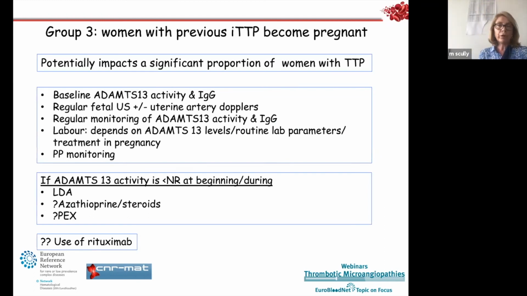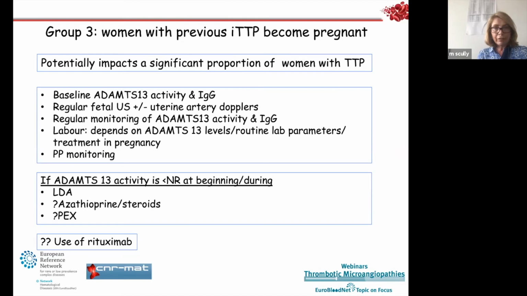So the final group is those women who've had a previous episode of immune-mediated TTP who want to have a baby. What is their risk of developing TTP during pregnancy? There is a risk, and all patients have to be counselled about this, but essentially they're managed in the same way as ladies who actually have TTP associated with pregnancy. So they have baseline ADAMTS13. We monitor at least every trimester during pregnancy.